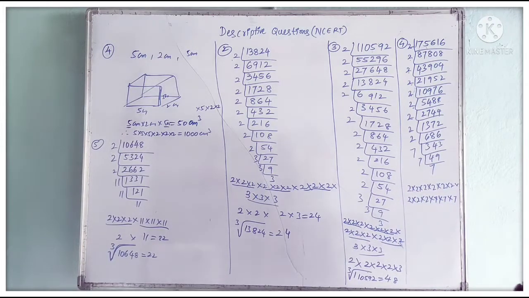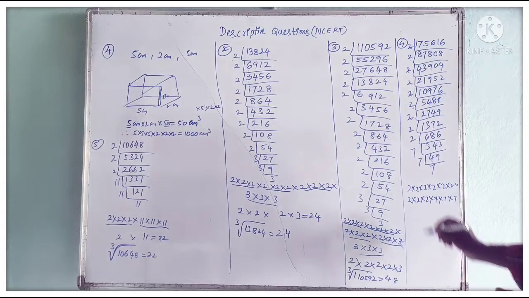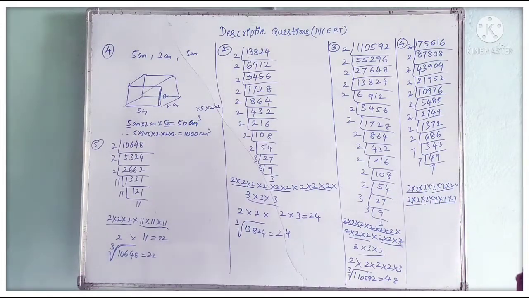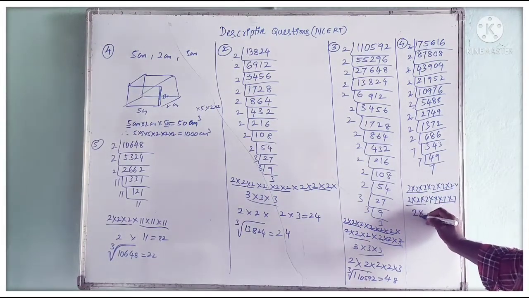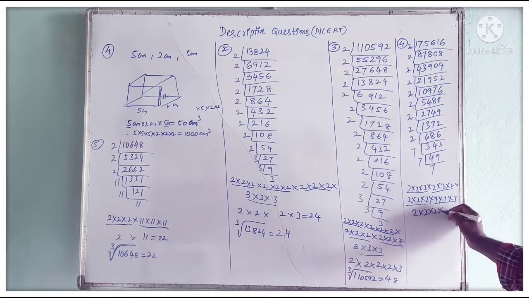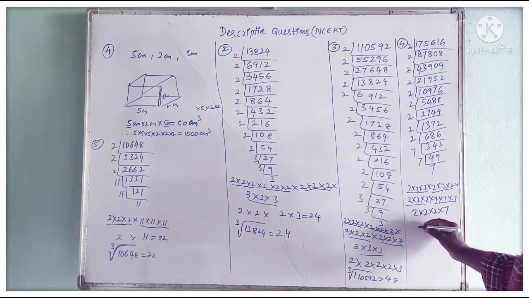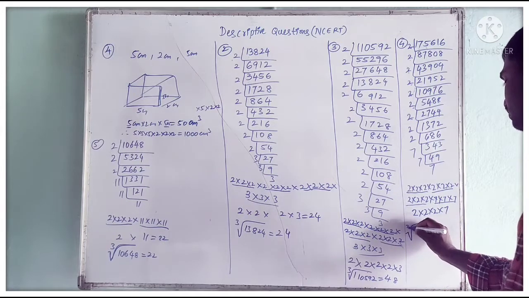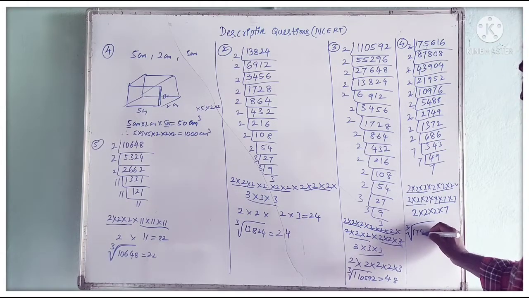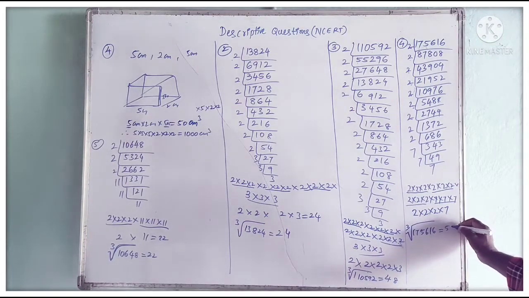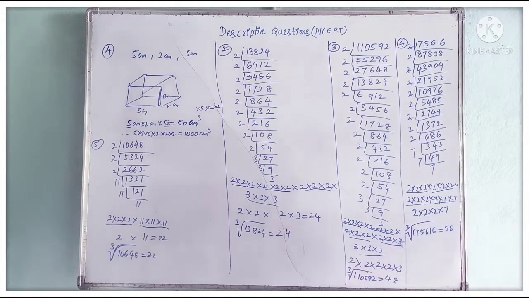So we need to make the groups for every 3 similar factors. So these 3 as one group, these 3 as one group, these 3 as one group, these 3 as one group. So from each and every group we need to select one number. So 2 into 2 into 2 into 7. 2 2s are 4, 4 2s are 8, 8 7s are 56. So therefore we can write cube root of 1,75,616 equal to how much? 56. 8 7s are 56.